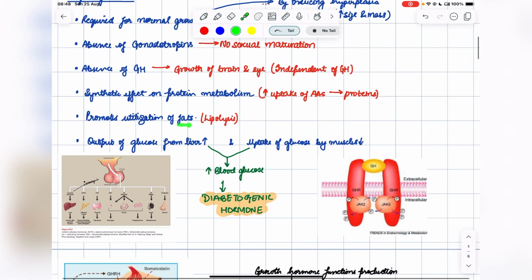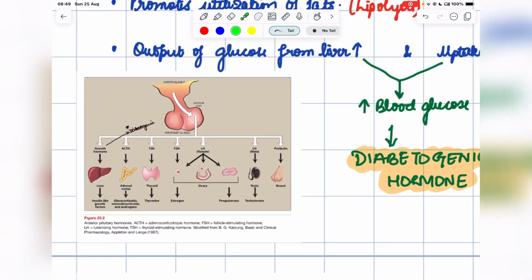On fats, they promote utilization of fats, that is lipolysis. For glucose metabolism, there are very specific things to be learned. The output of glucose from the liver is increased, that means glucose formation from the liver, that is gluconeogenesis, and glycogenolysis are increased, while the uptake of glucose by muscle is decreased. Ultimately both of them lead to an increase in blood glucose levels. That is why growth hormone is very often referred to as the diabetogenic hormone. Here is a picture from Lippincott.